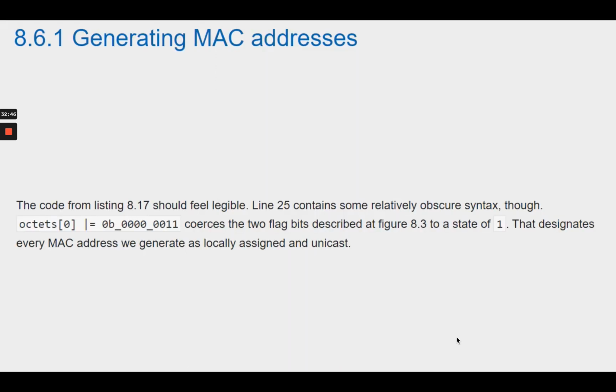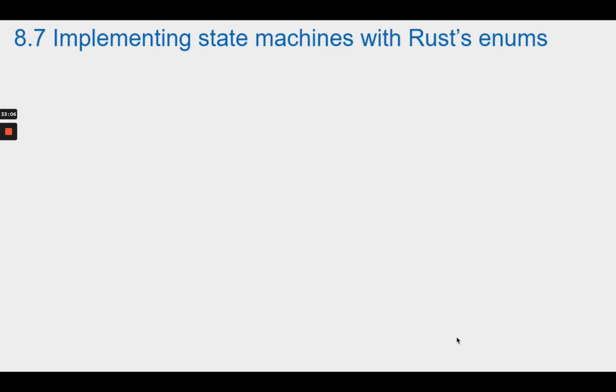The code from listing 8.17 should feel legible. Line 25 contains some relatively obscure syntax, though. This code coerces the 2 flag bits described in figure 8.3 to a state of 1. That designates that every MAC address we generate will be locally assigned and unicast.